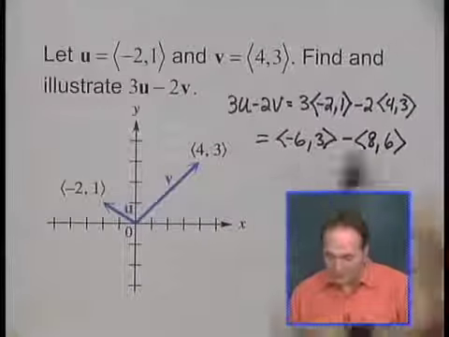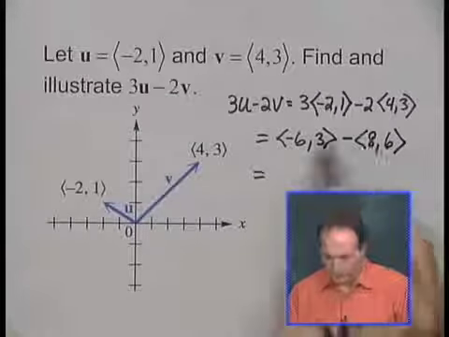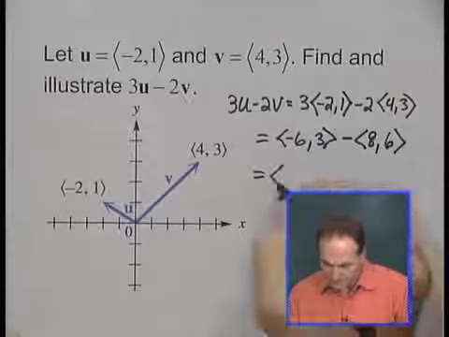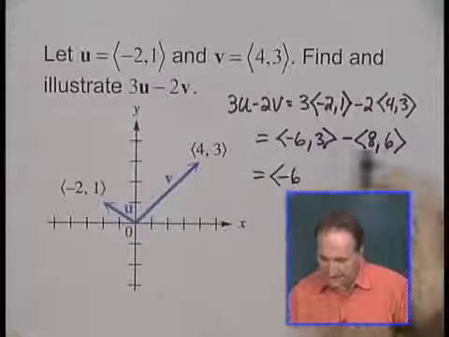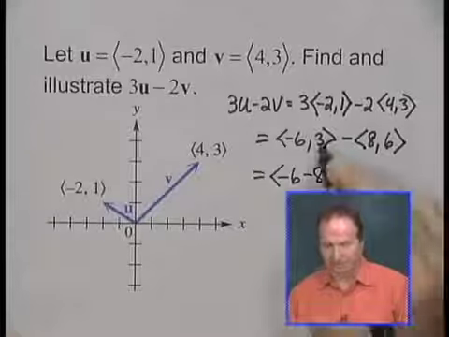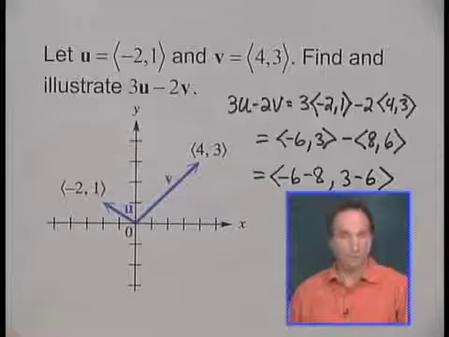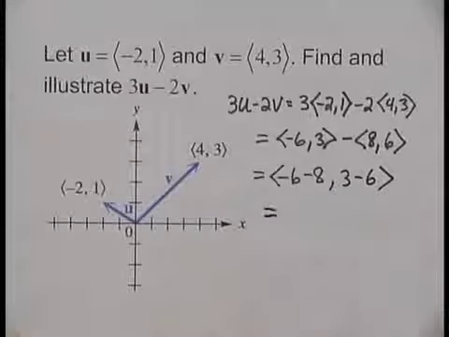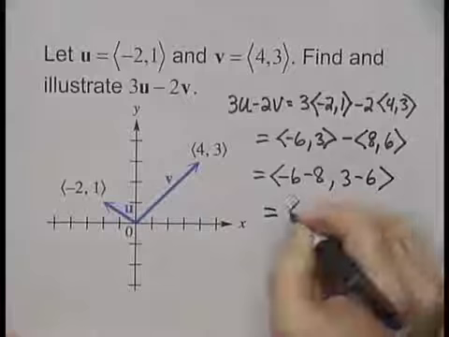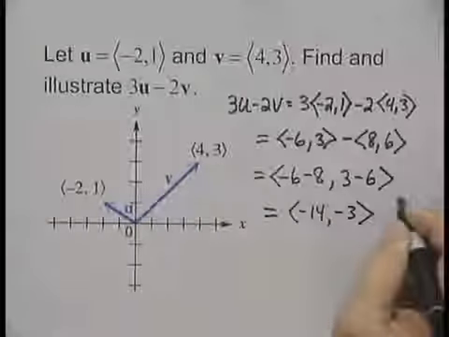Then we subtract the two vectors by subtracting the corresponding components. So the first component, so we would have negative 6 minus 8, comma, 3 minus 6. Simplifying one more step, we find that this would be equal to the vector negative 14, comma, negative 3. So now let's take a look at illustrating this difference.